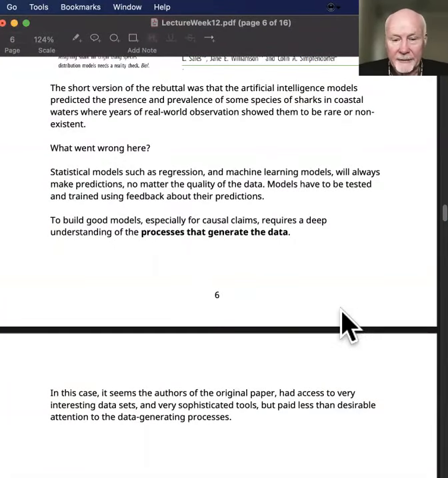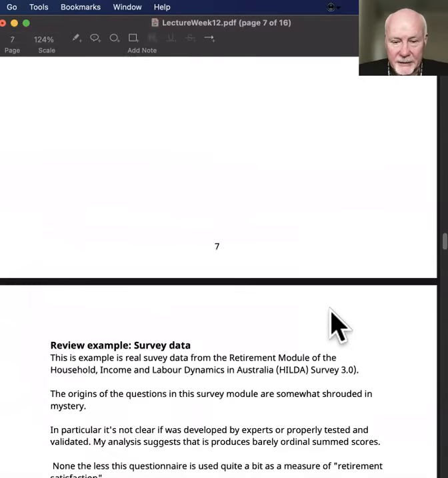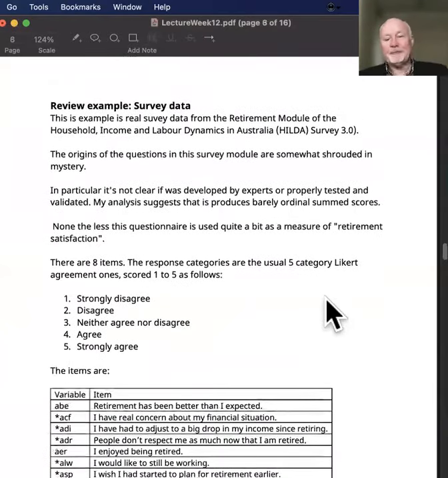Right, so the next thing I wanted to do is take you through an example of some real survey data. I'm not going to do every possible thing you could do with it, but I wanted to use it to maybe tidy up or review some ideas that I've mentioned quite a number of times during the course.